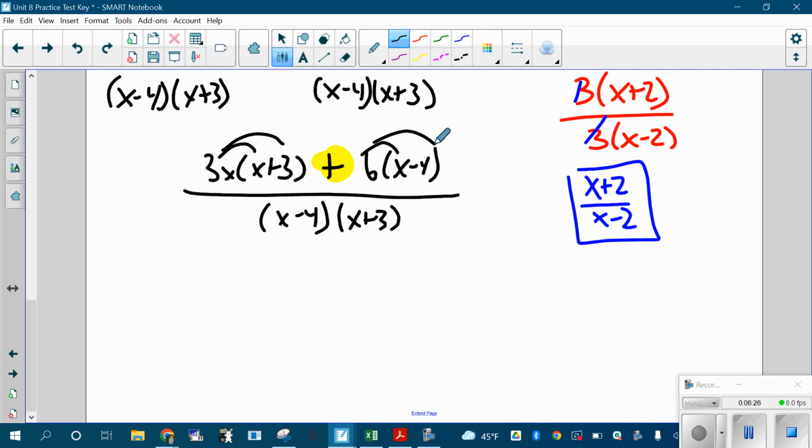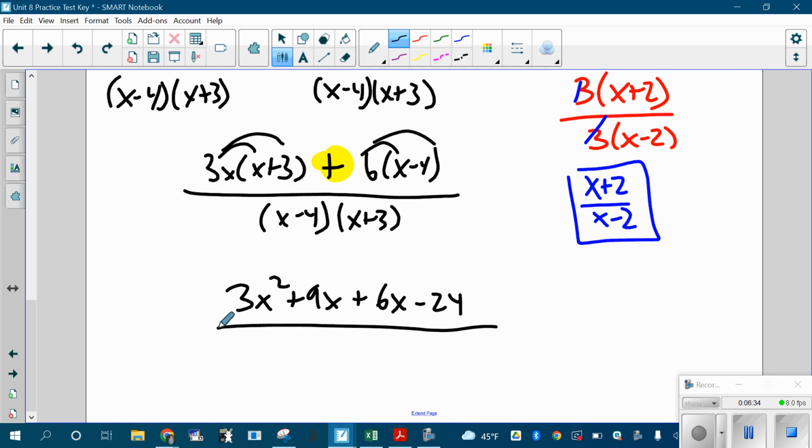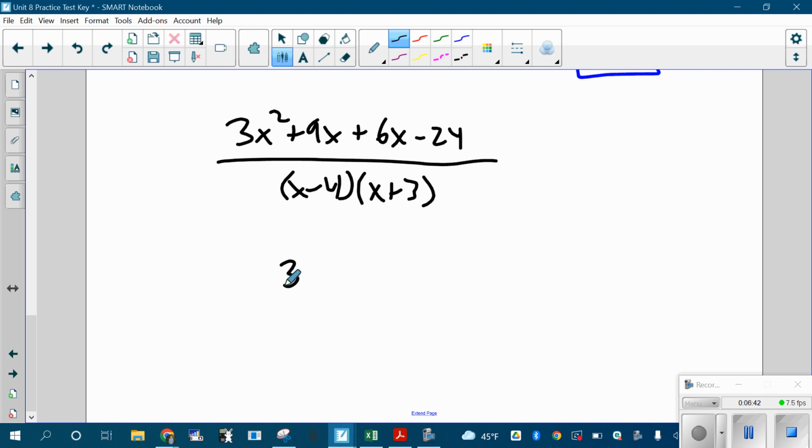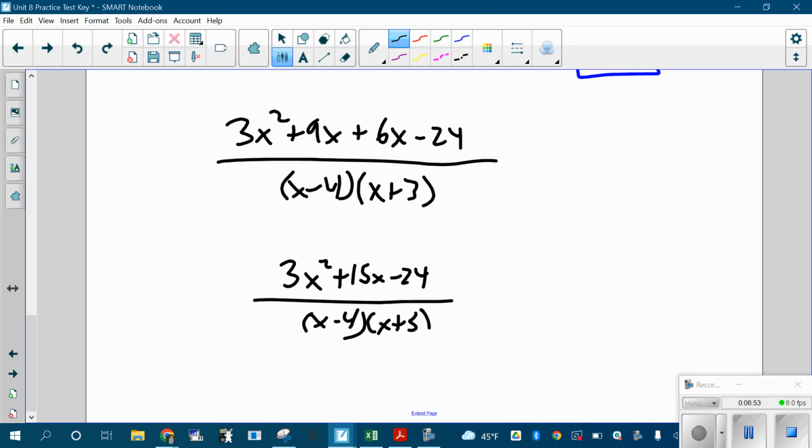So what I'm actually going to do is do some simplifying on top by distributing. The bottom's going to stay the same. I've successfully made it into one fraction. Now I'm just trying to simplify it. I combined like terms up top. In order to try and simplify this, I'm going to try and factor the top. How do you factor the top? Well, I'm going to take out a 3.